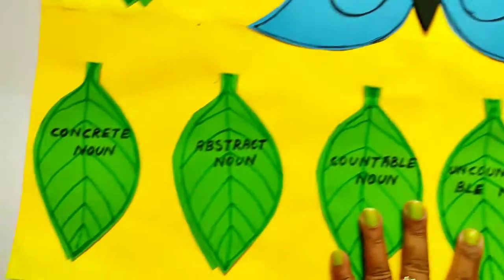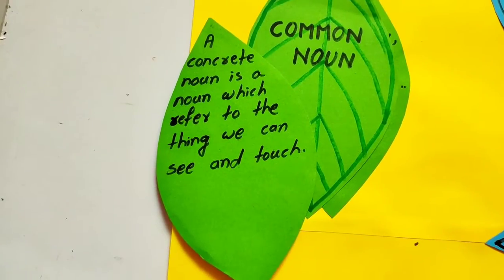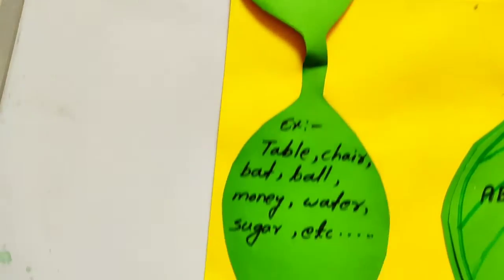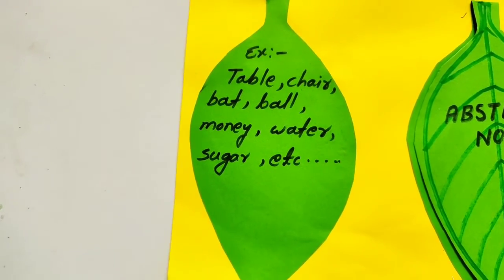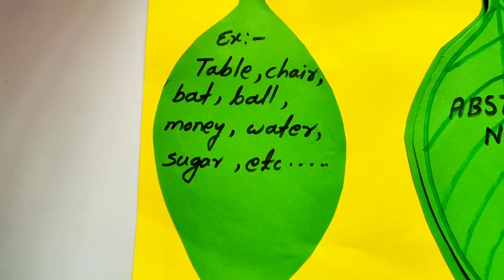Then concrete noun. A concrete noun is a noun which refers to the thing we can see and touch. For example, table, chair, bat, bowl, money, water, sugar, etc.